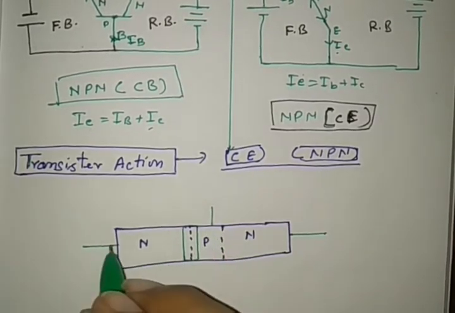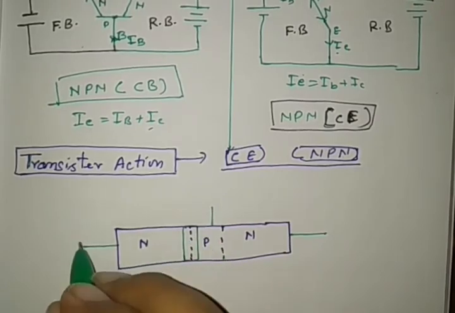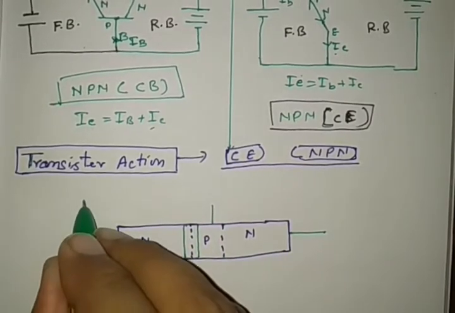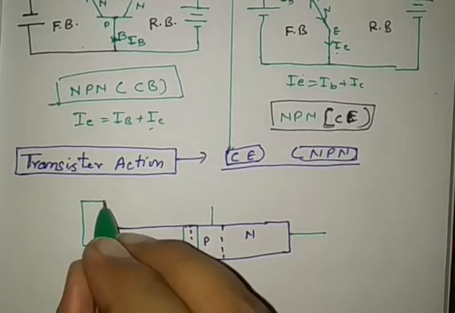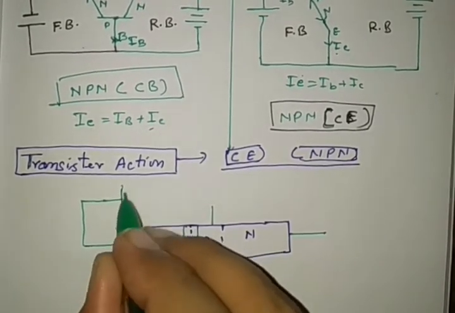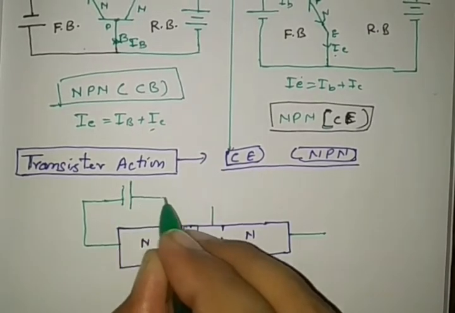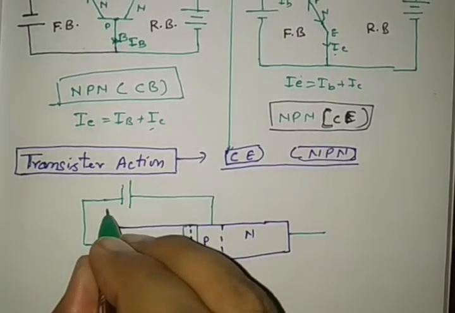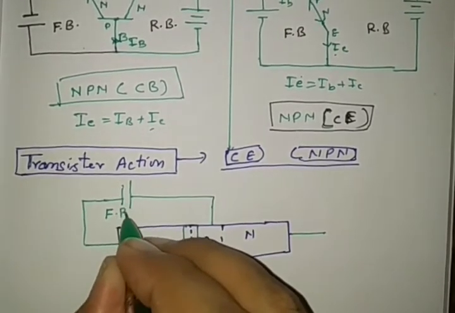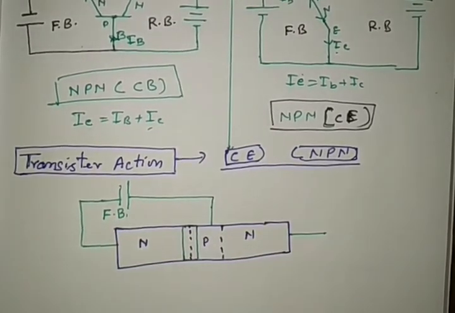So in the input, the emitter is common. It is connected with this. See, it is the input circuit. Positive, negative, negative, positive connected here. It is under forward bias. See how it works.